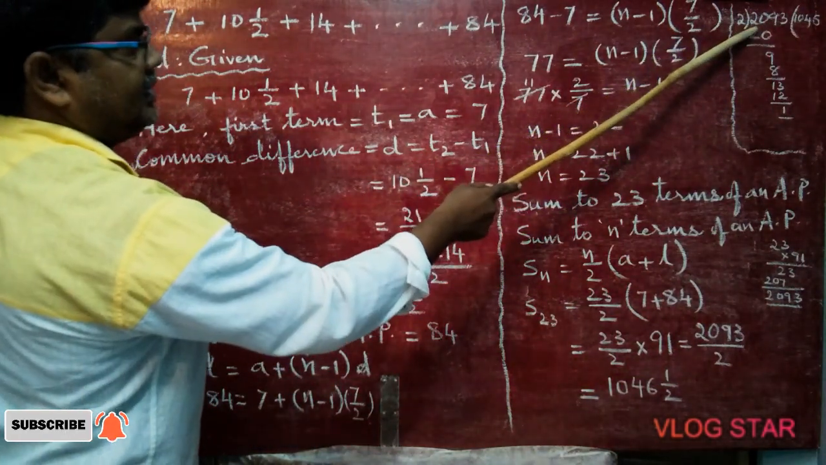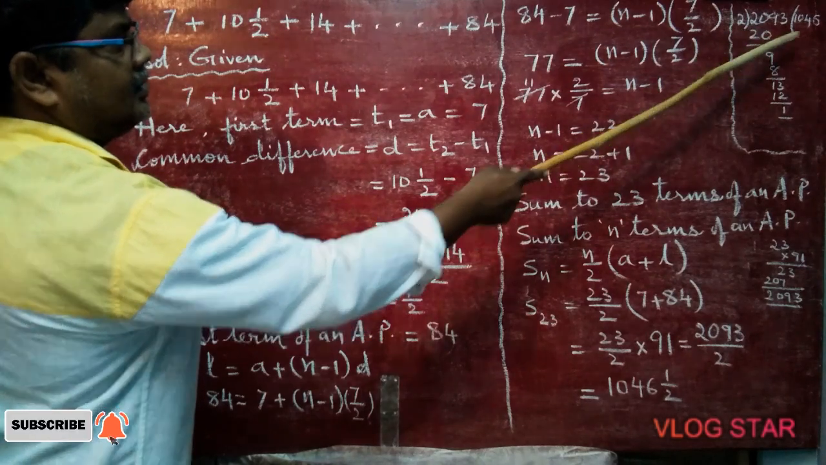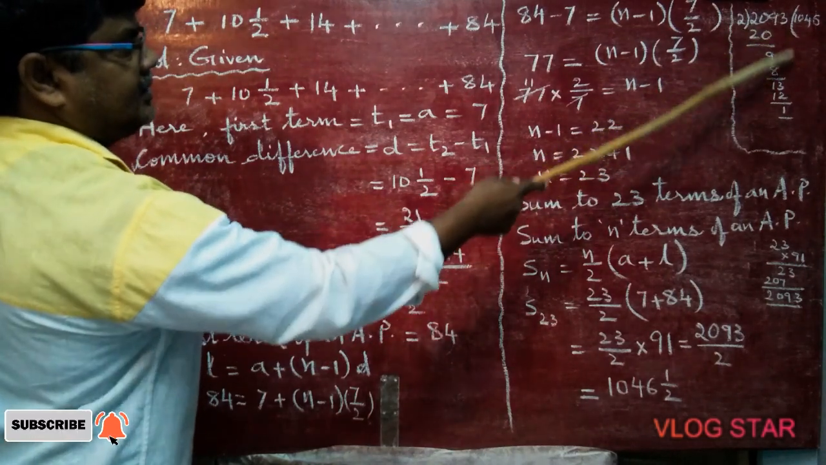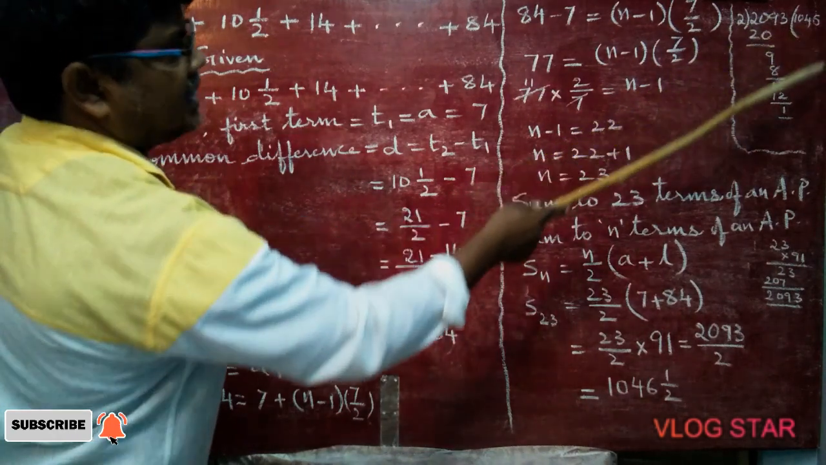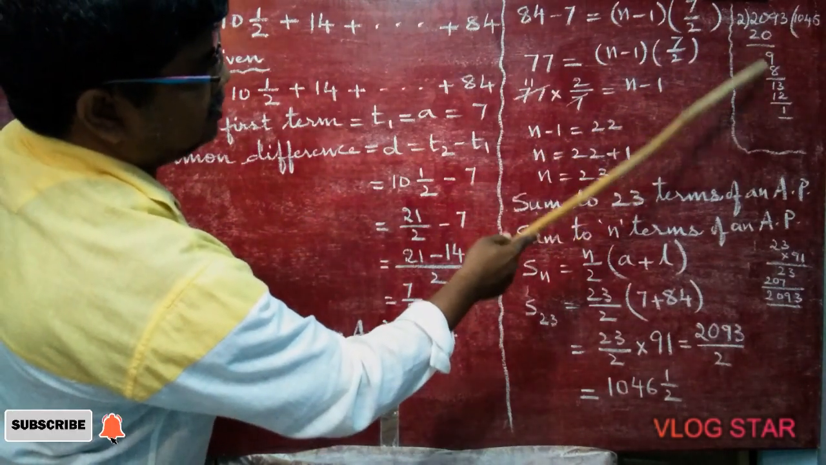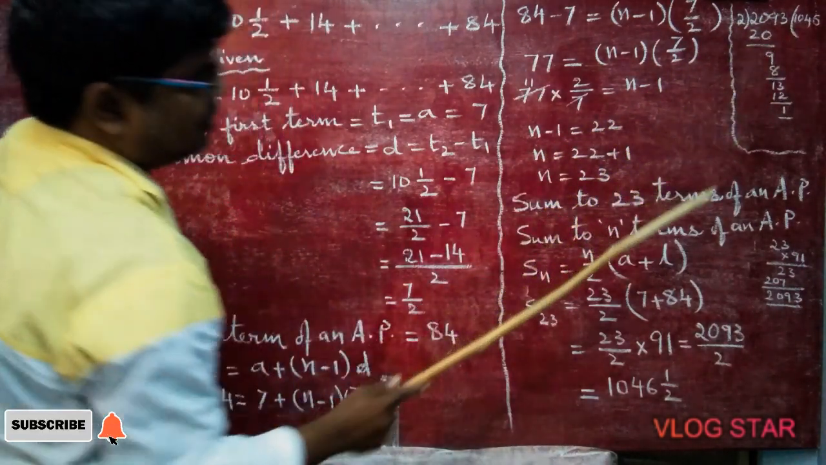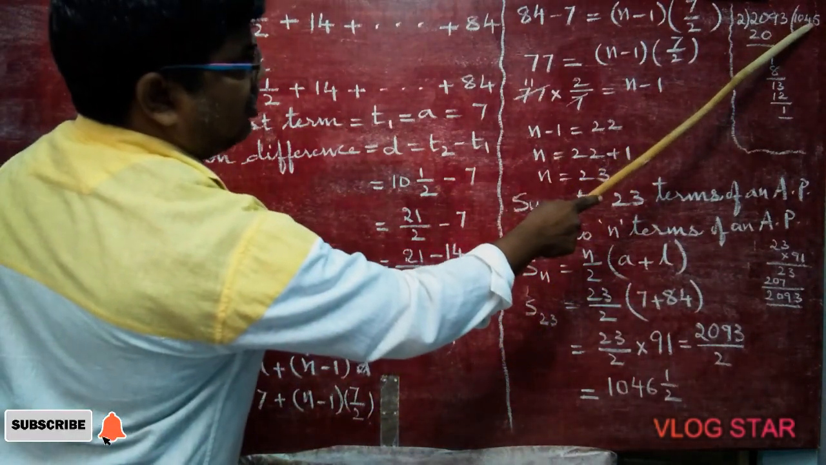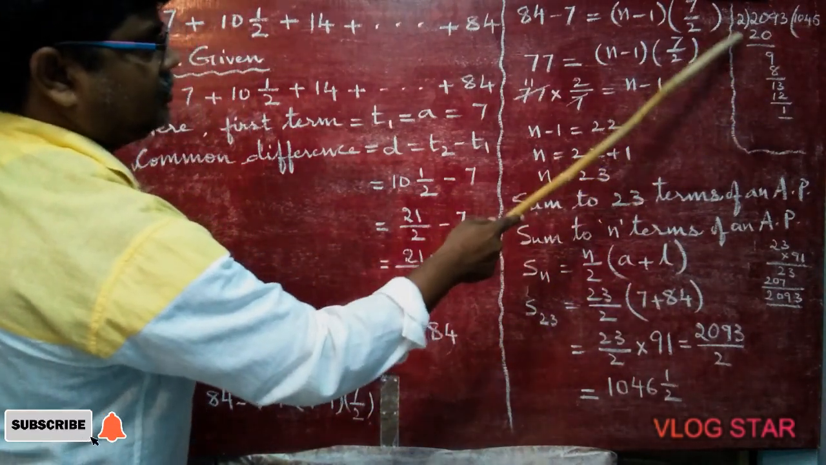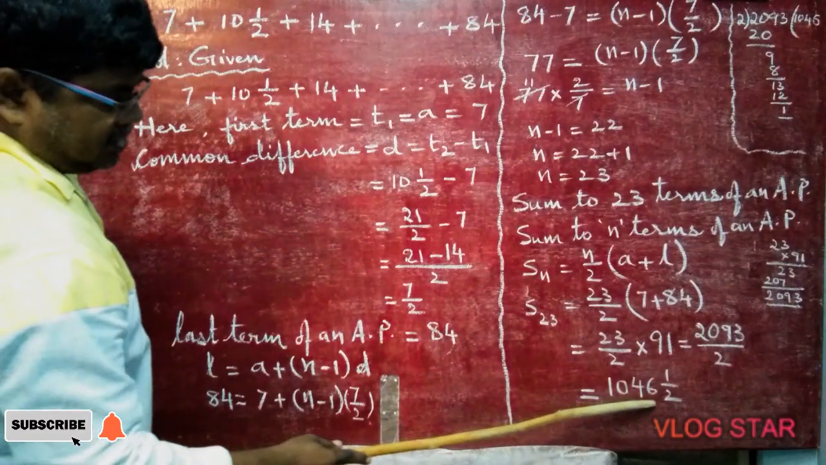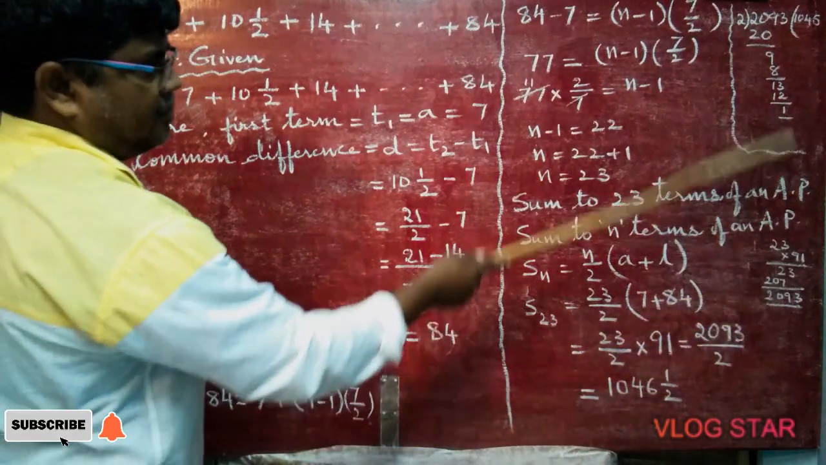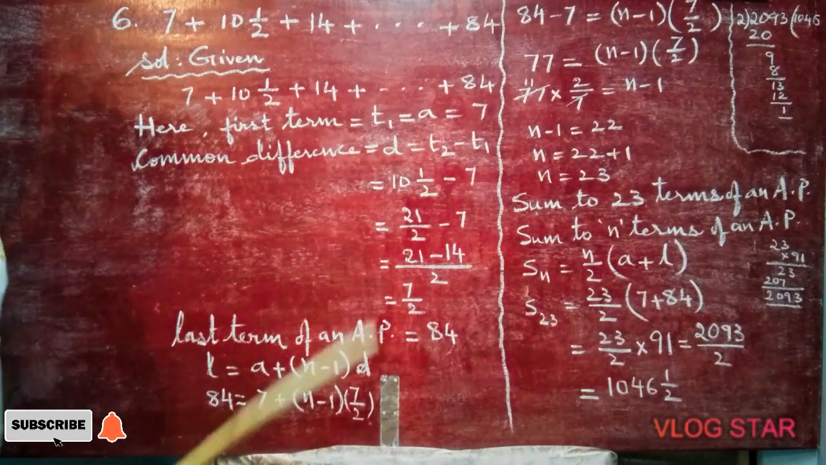Divide. 2 tens are 20. 9 remaining. 2 4s are 8. 1. And 3 you bring down. 2 6s are 12. So how much did you get? 1046 1 by 2. This is all part and parcel of the problem.